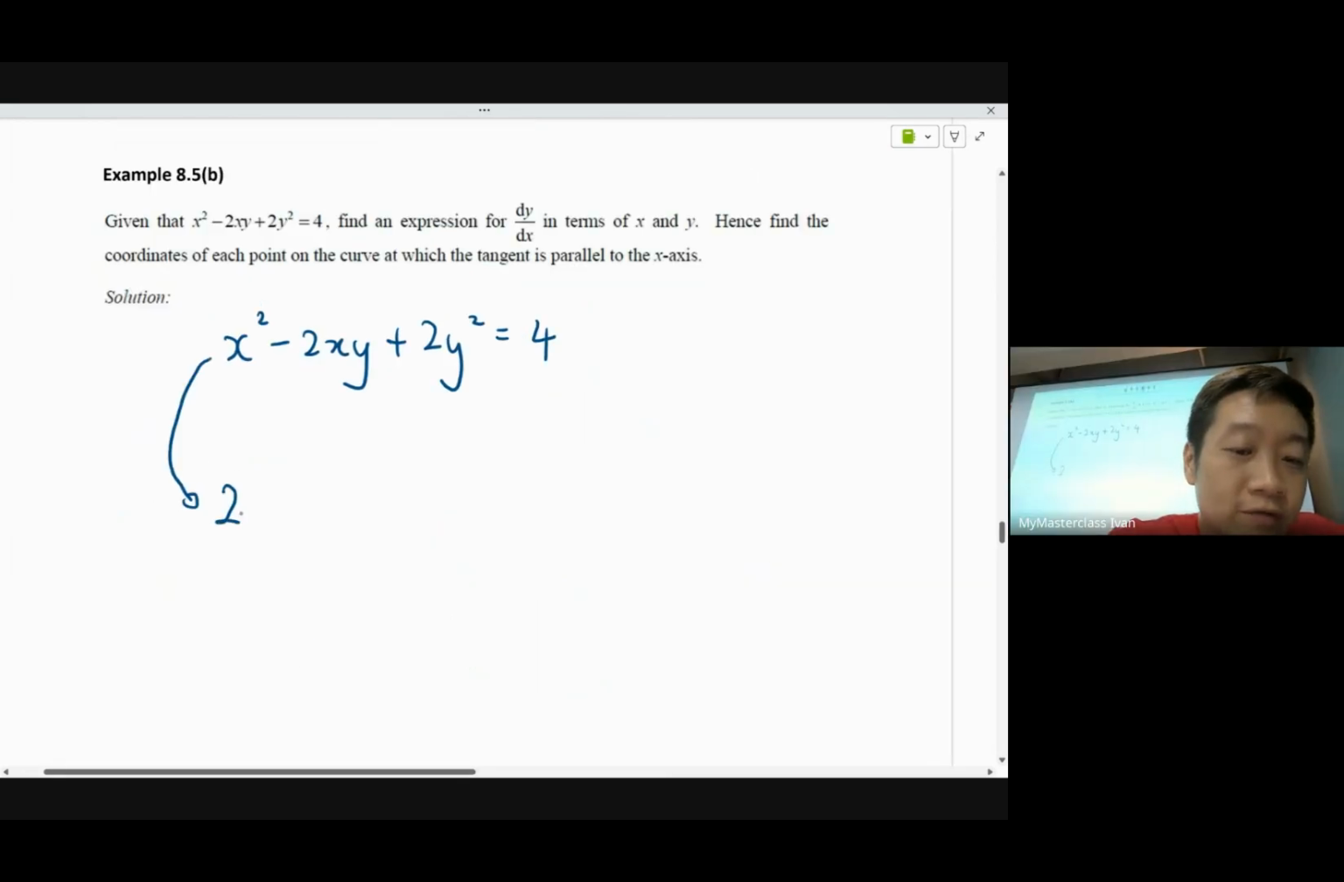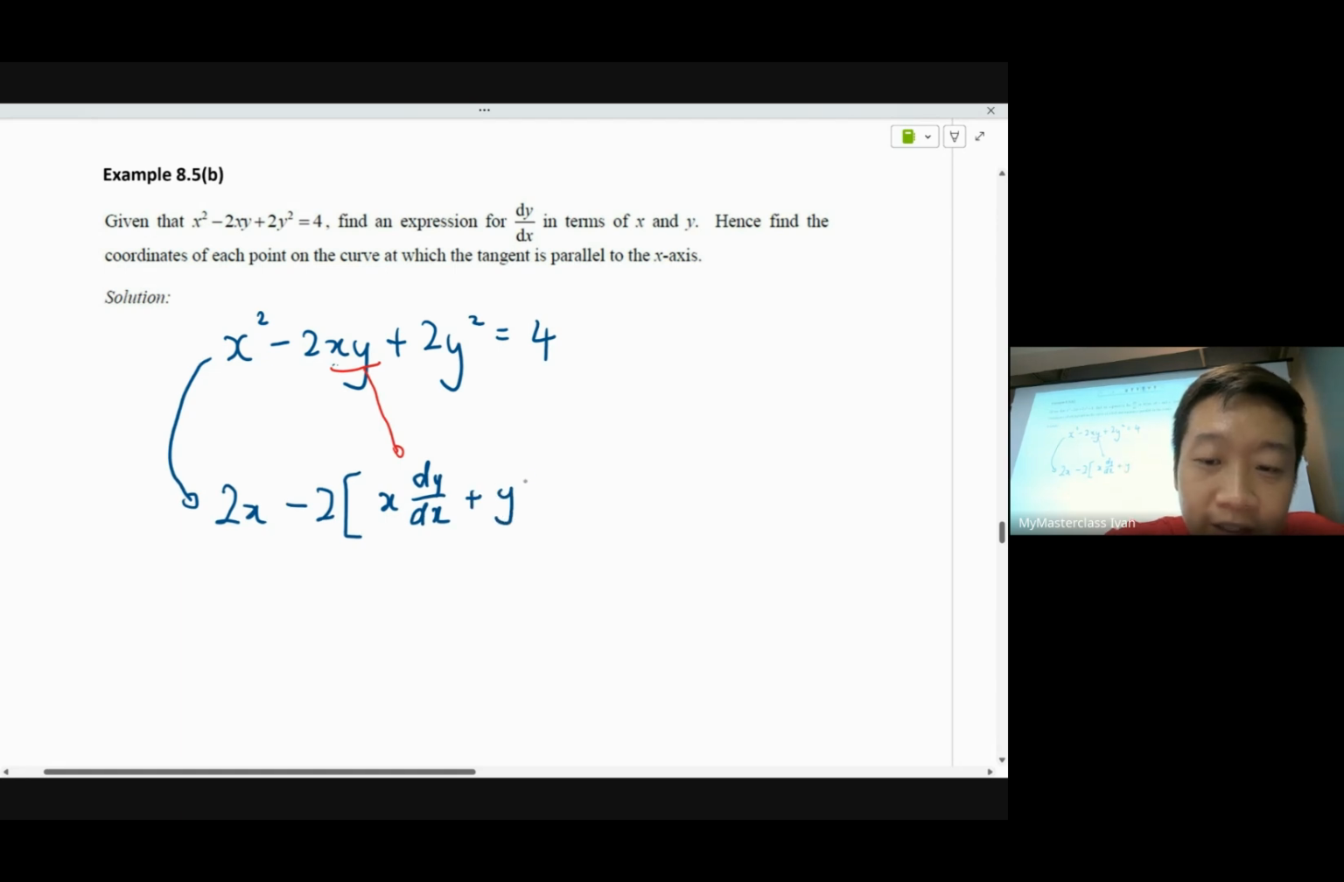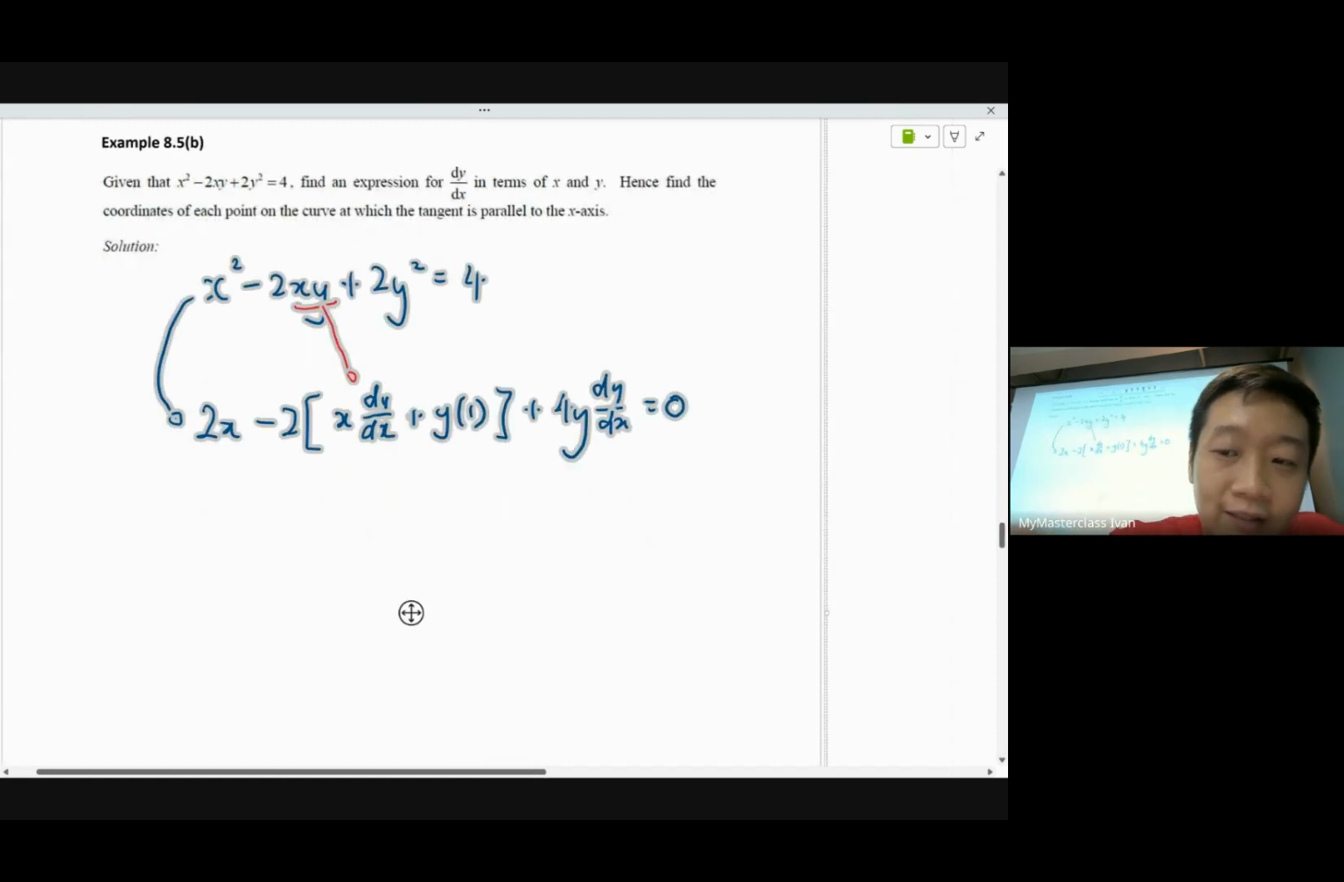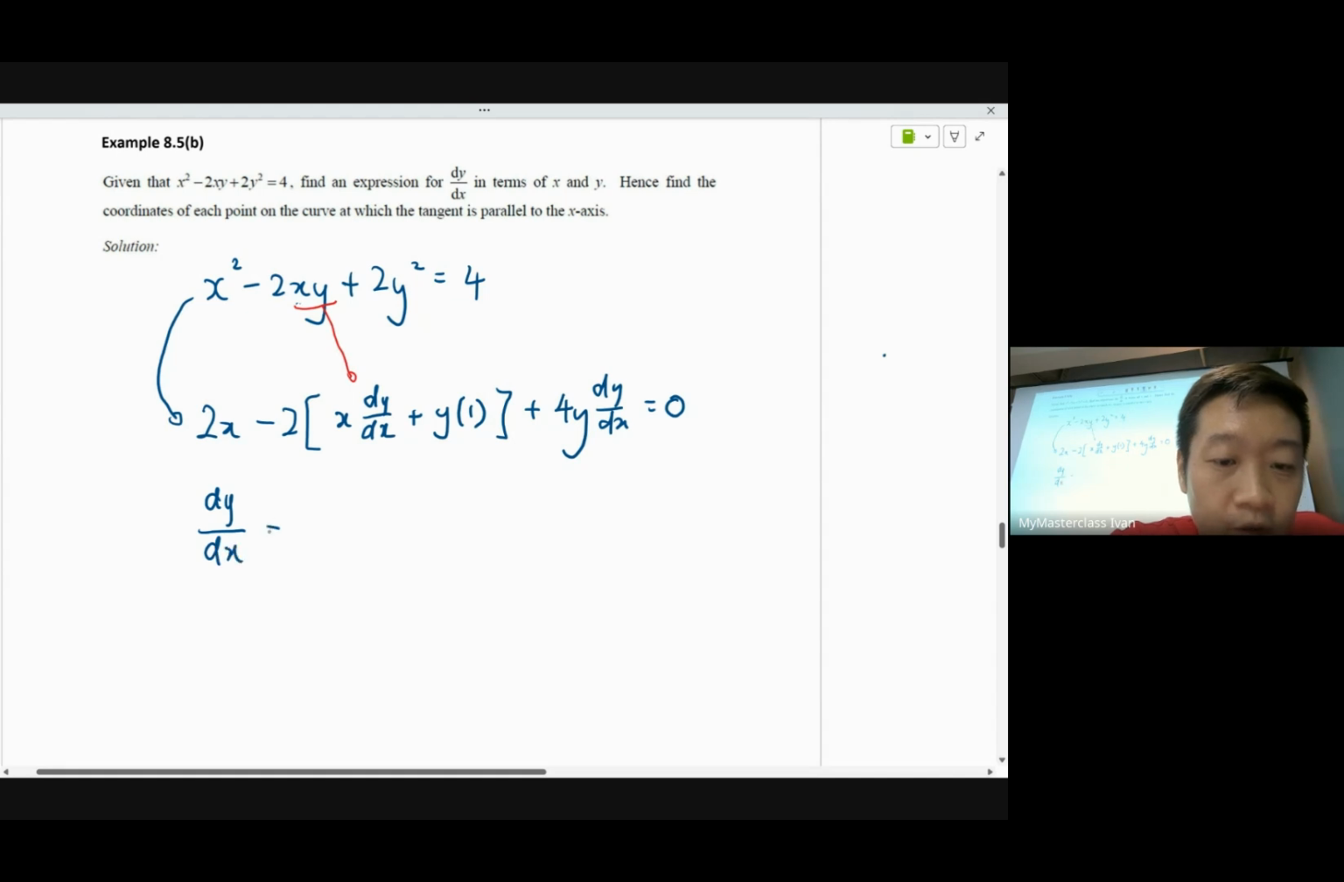Okay, so make sure your implicit differentiation is okay. The 2 can put on the outside. This is a product rule. Keep x, differentiate y, plus keep y, differentiate x. Differentiate 2y squared, it becomes what? Well done, dy dx equals 0. So if you can make your dy dx nice, tell me what's your dy dx?